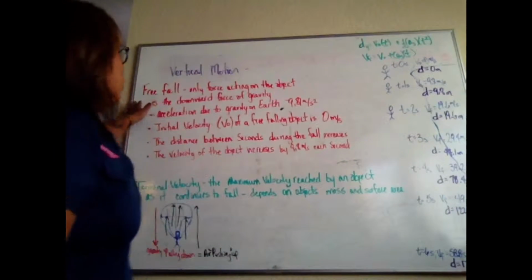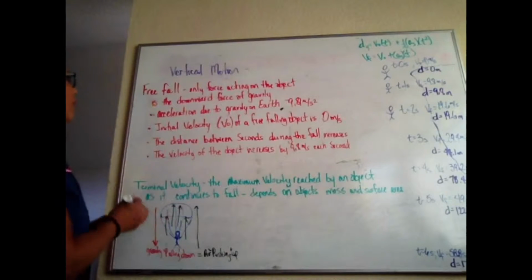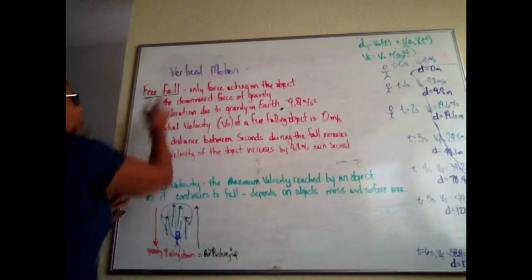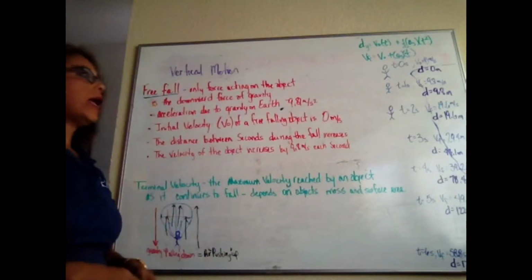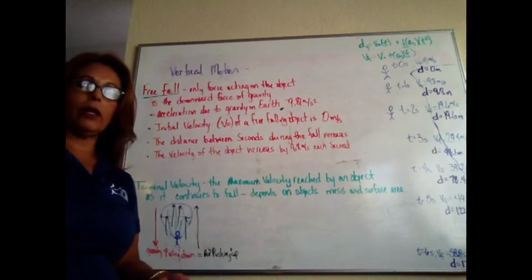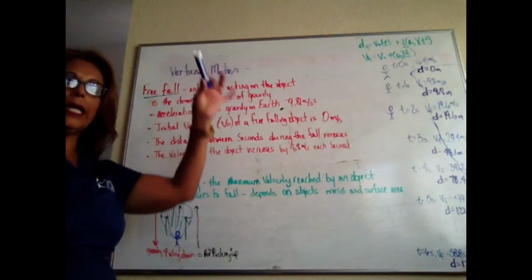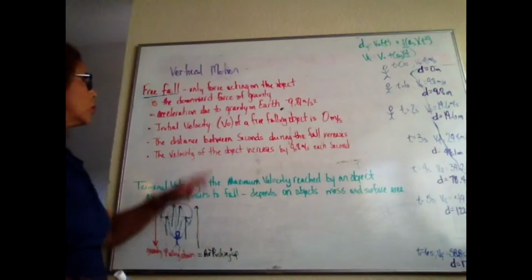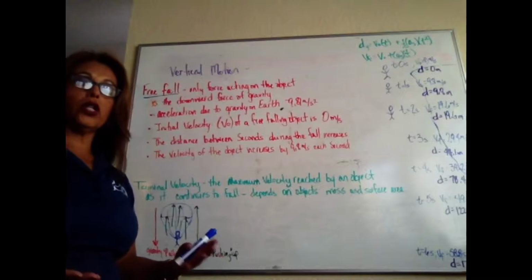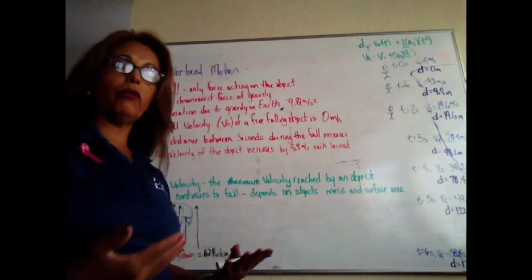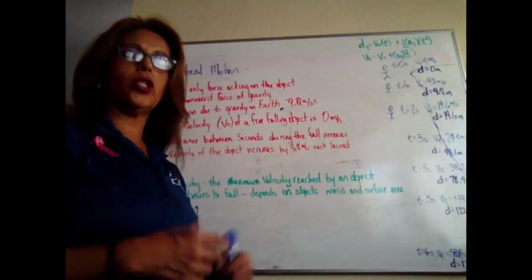The first thing that we need to look at is free fall. Free fall is any motion of an object in its downward direction due to the force of gravity. Gravity is constantly pulling it down, and that's the only thing that we're looking at. It's not taking into consideration any resistance that we would feel as an object goes down, such as air.